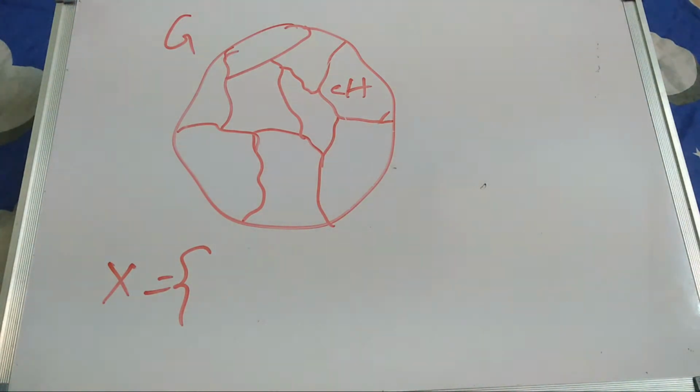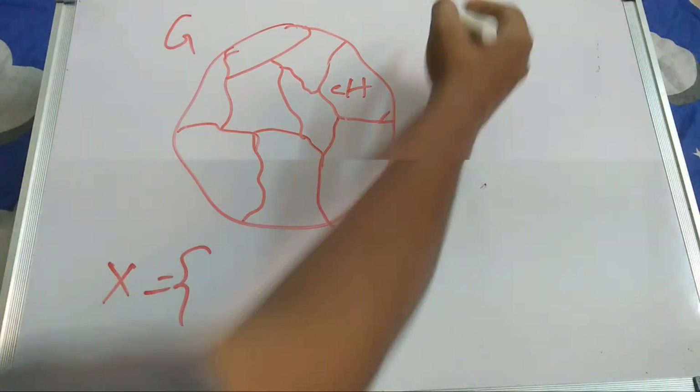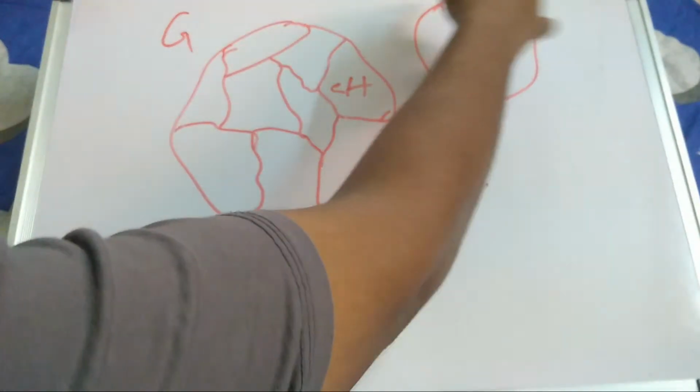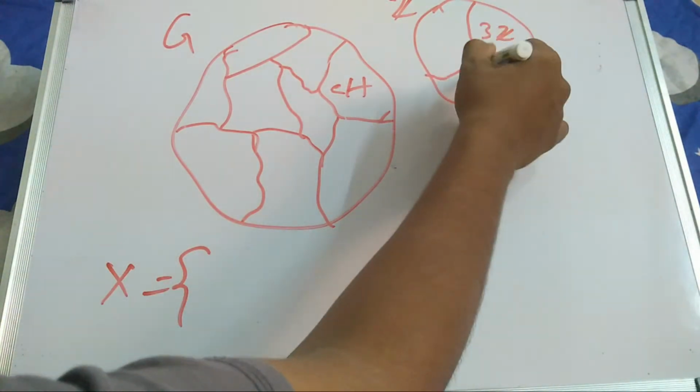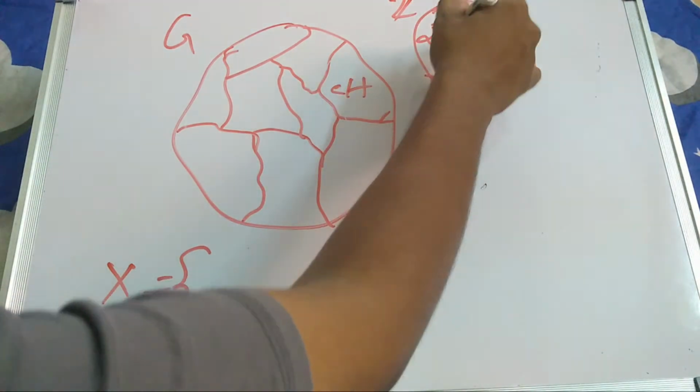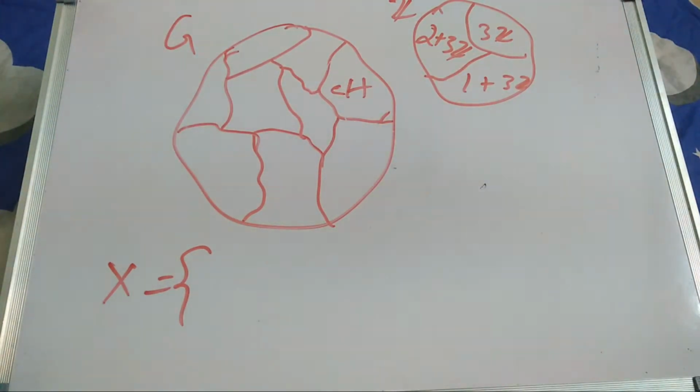So Pranati, in the previous example, 3H is your G. No, 3H will not become G. Your H is 3Z. So 3 plus 3Z is going to be again the same. If we consider the previous example, this is Z, it is 3Z, 1 plus 3Z, 2 plus 3Z. There are only 3 cosets. We have split the set into 3. Hopefully it is clear now.